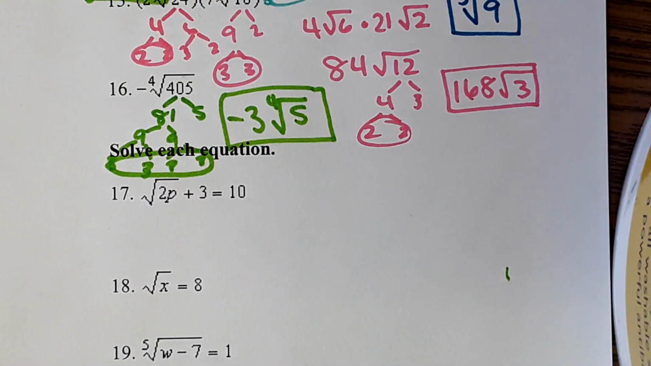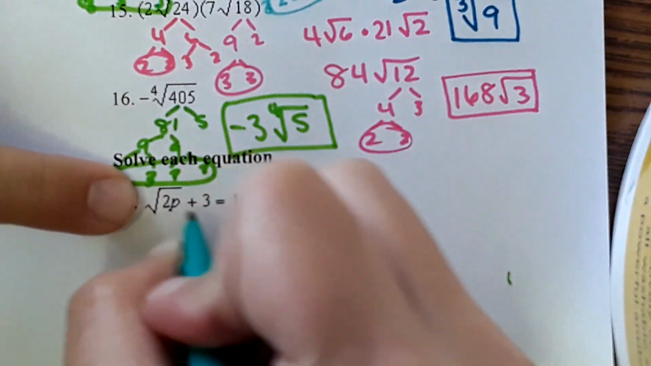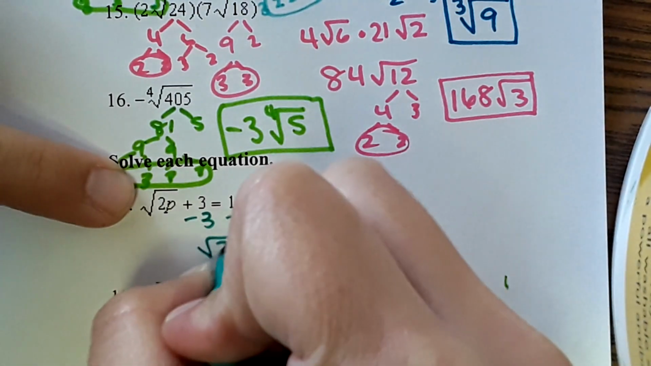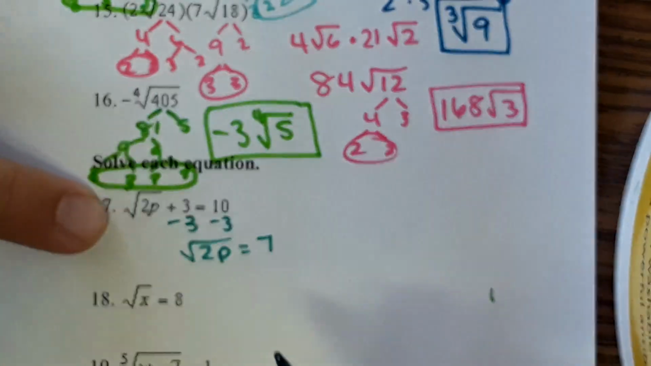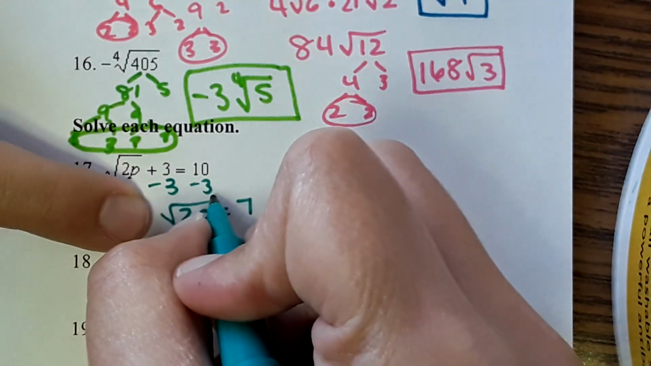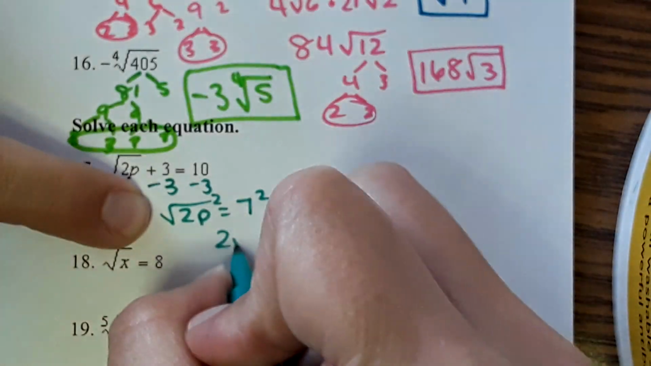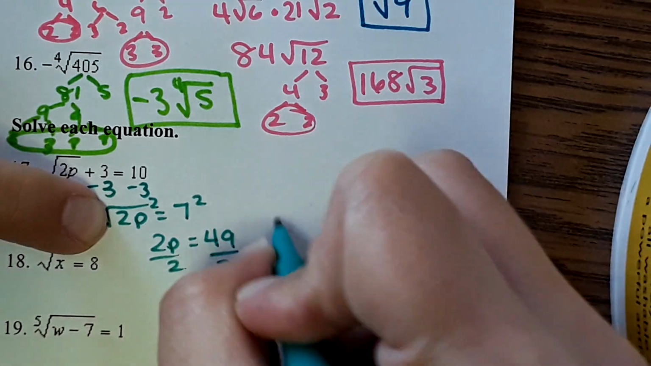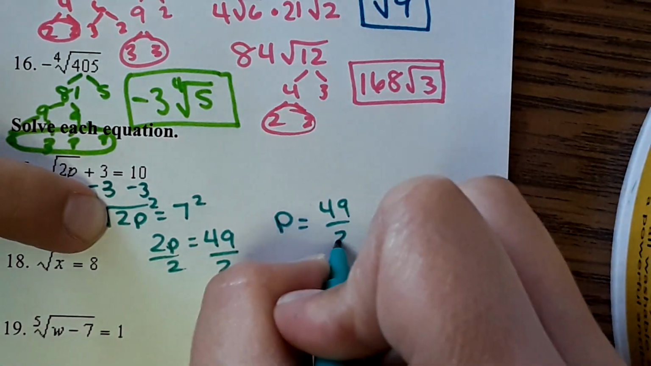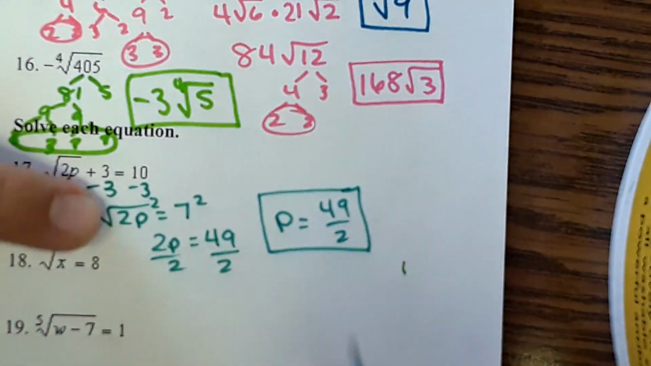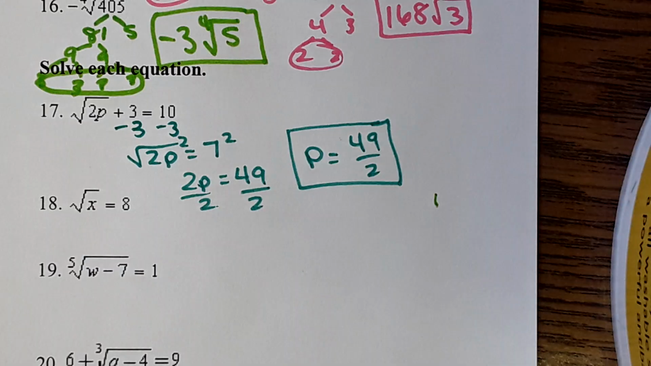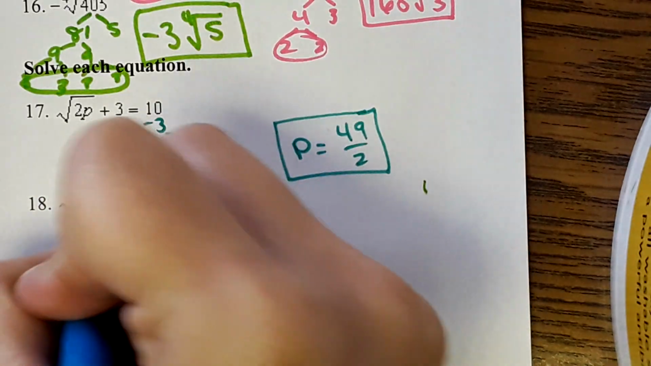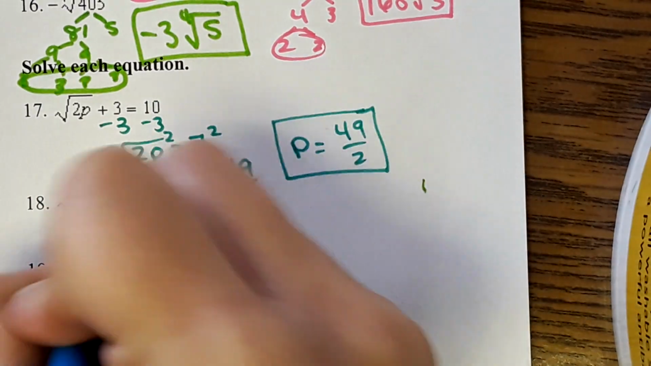Okay, for 17, we're going to first just get the radical by itself on one side of the equation. So subtracting 3 from both sides, square root of 2p equals 7. Then the next step, to get rid of the radical, square both sides, we get 2p equals 49. Divide both sides by 2. And p is 49 over 2, and that's what's actually in the answer choices. It has it written as a fraction and not a decimal. Number 18, square root of x equals 64. That was the easy one.